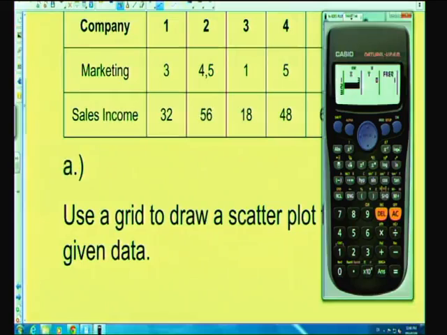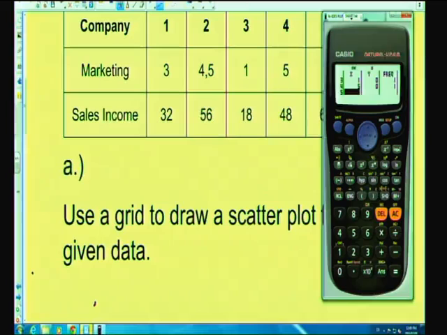Then we're going to put 4.5, and I press the equals. And the next one is 1, and I hit the equals. You must hit the equals to enter. The 5, and I must hit the equals. And then I need the other data.